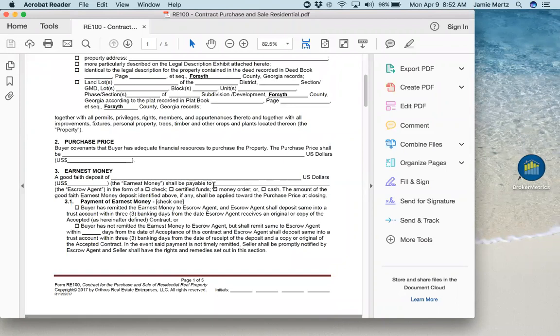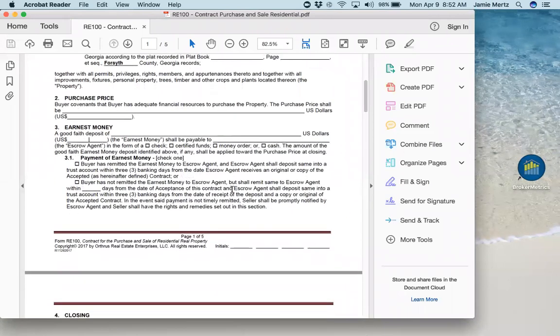So again, you're going to put the name of the firm that's going to be holding the earnest money, the amount of the earnest money, and then you're going to check how that earnest money is being provided. Keep in mind, the contract gives you the option for cash. That is not an option for earnest money to be delivered. It can be a personal check, a starter check, certified funds, or a money order.